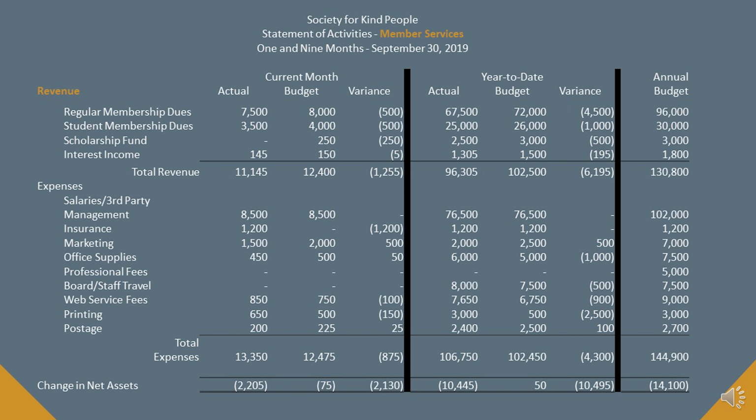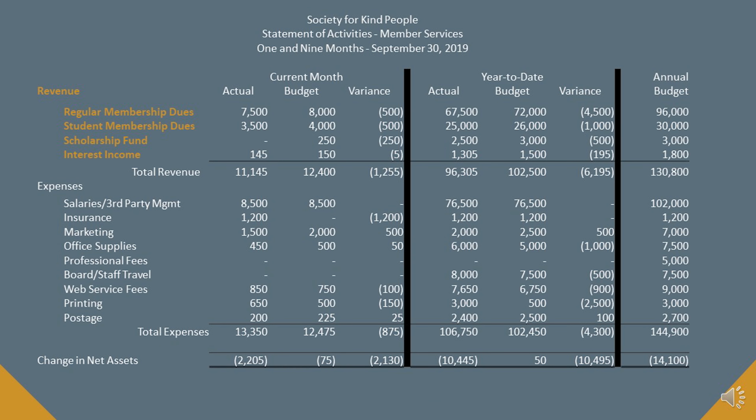Revenues represents income earned by your organization. Keep in mind that revenue does not necessarily equal cash. You could have sold a product and the customer hasn't paid you yet, resulting in accounts receivable. Some typical revenues for member services would be dues, but we also show here revenues for scholarships and revenue from interest income.